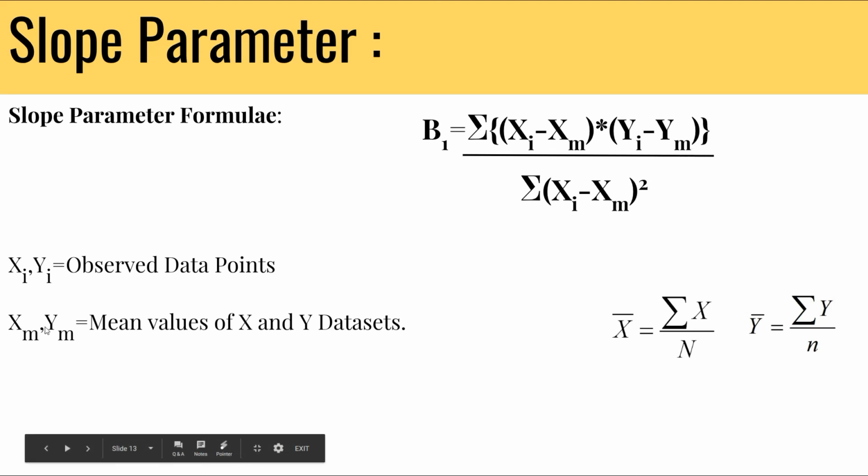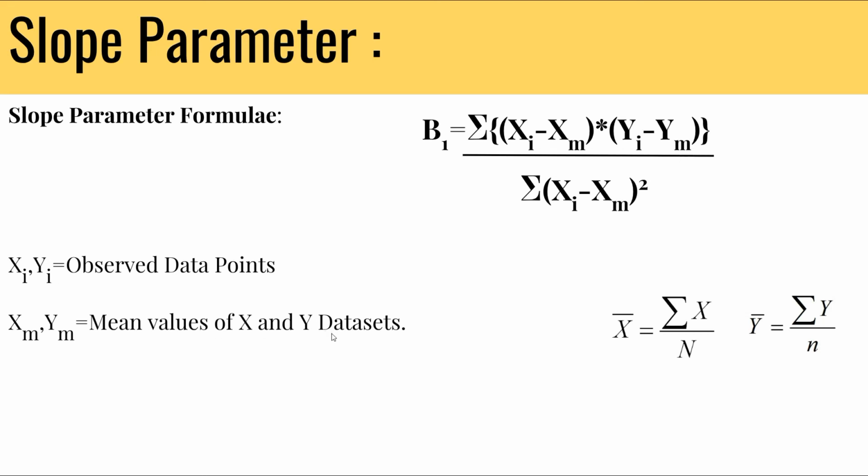xm and ym are basically the mean values of the x and y data sets, where the mean, as you know from basic statistics, is the sum of the values of x divided by the total number of observations of x, and the same for y.